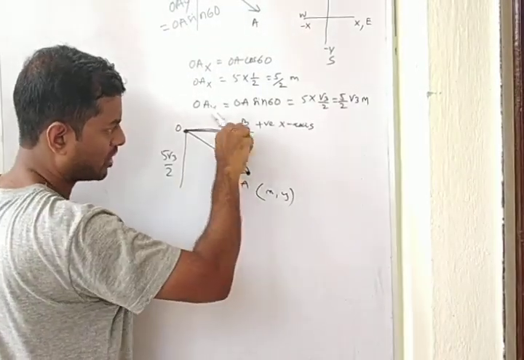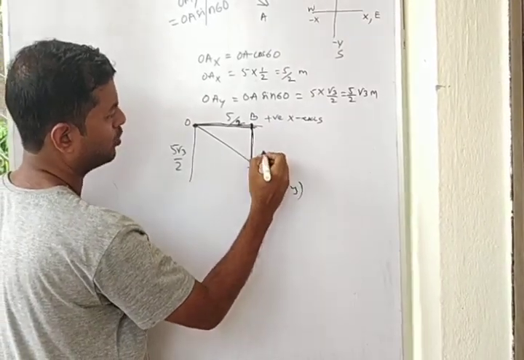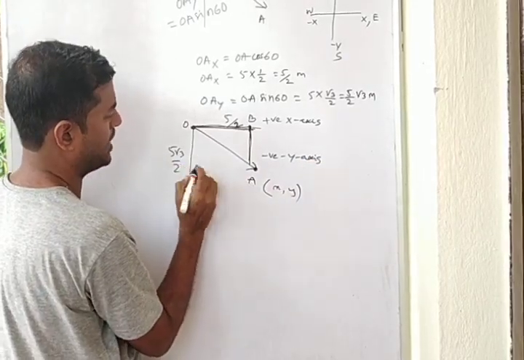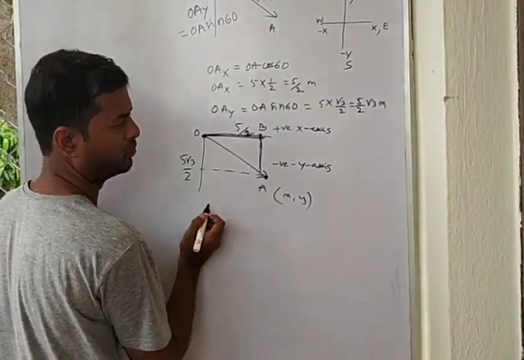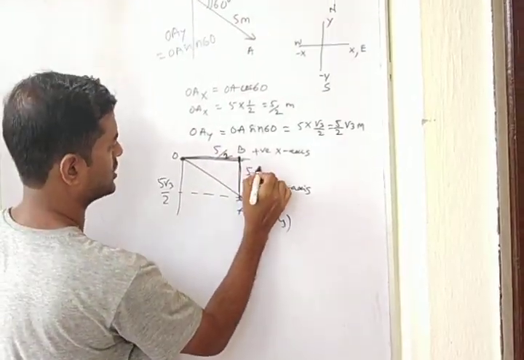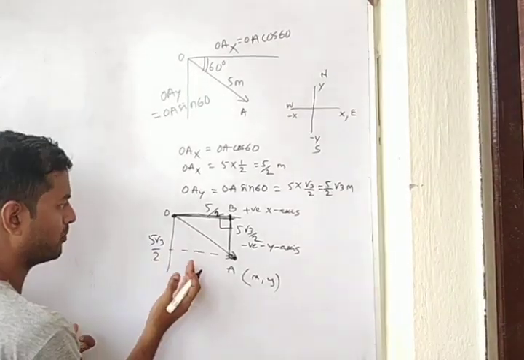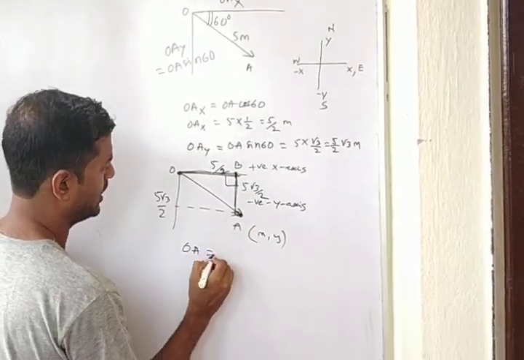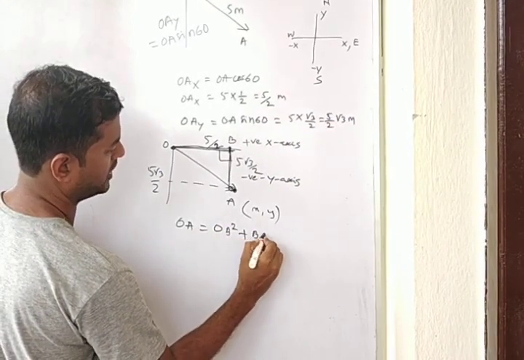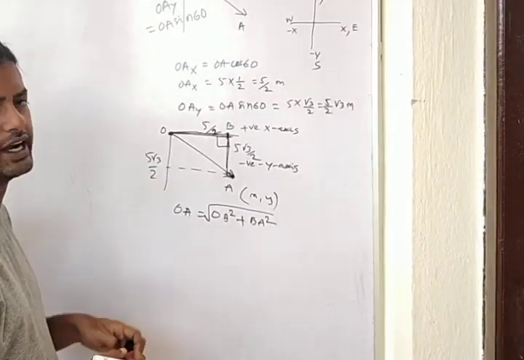Then I take a right turn perpendicularly. It must be perpendicular. Then I'll go in negative y-axis direction by a distance of 5 root 3 by 2. Then I reach at a point A. So this is 5 by 2, this is 5 root 3 by 2, and this is 90 degree. So from Pythagoras theorem, I can easily prove OA equal to square root of OB square plus BA square. This is the famous Pythagoras theorem because this is a right angle triangle.